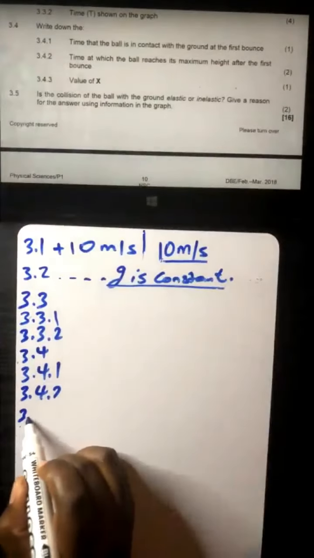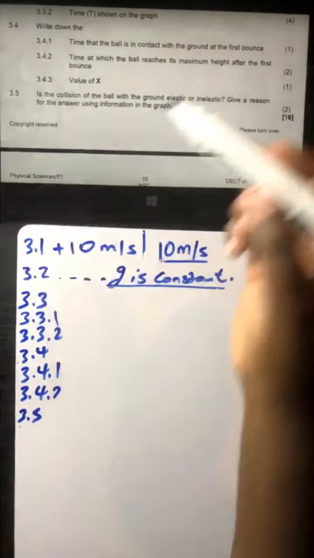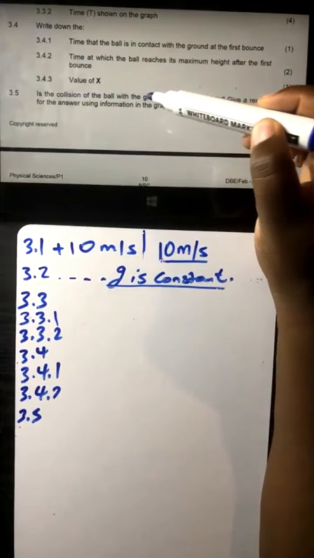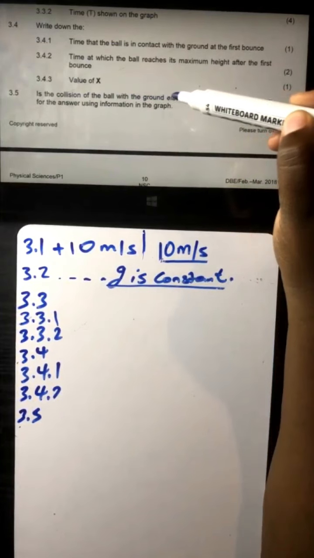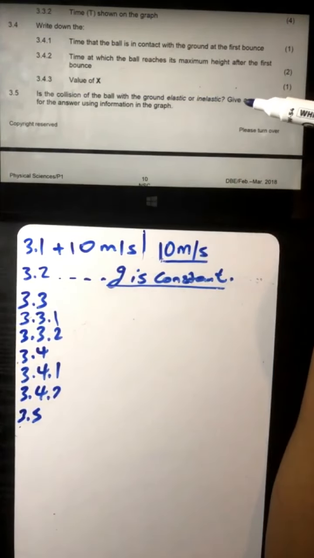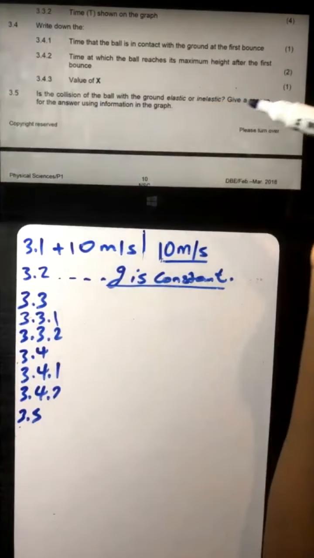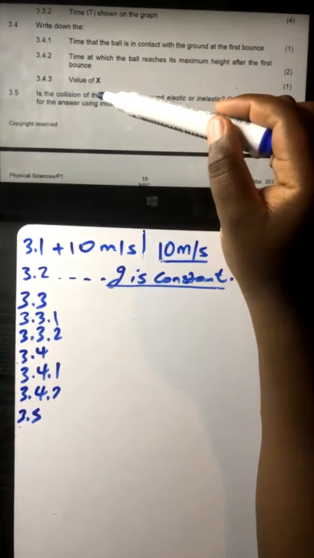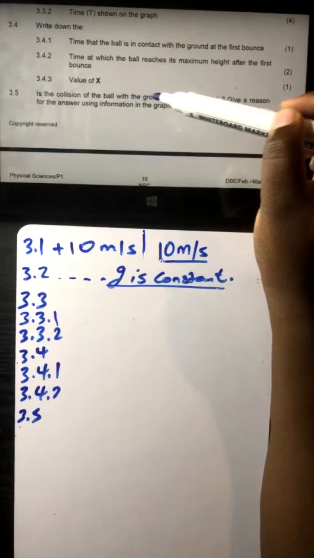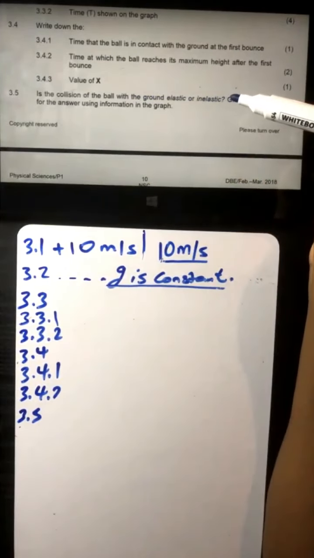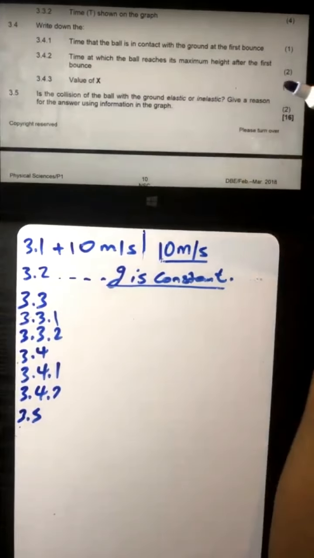Now we are moving to question 3.5, which says: is the collision of the ball with the ground elastic or inelastic? Give a reason for the answer using information in the graph. Is the collision of the ball with the ground elastic or inelastic? Give a reason for the answer using the information.